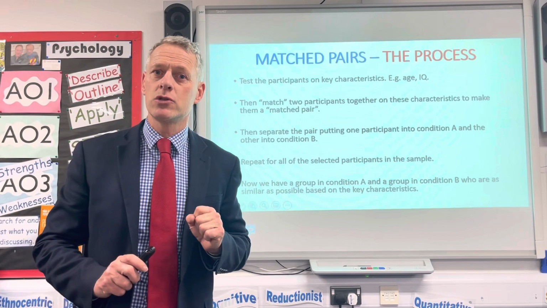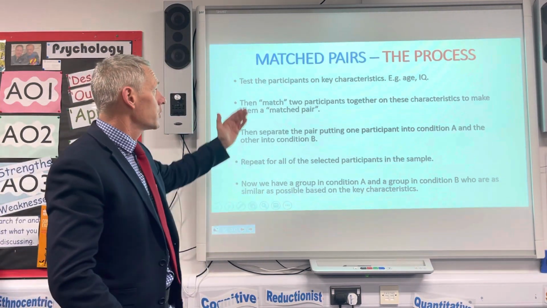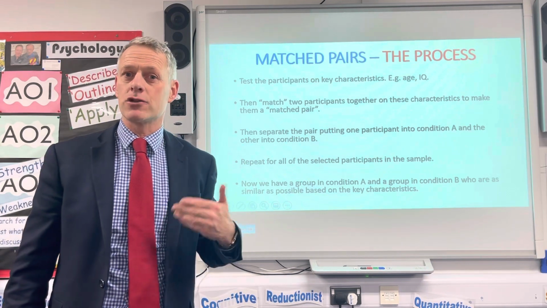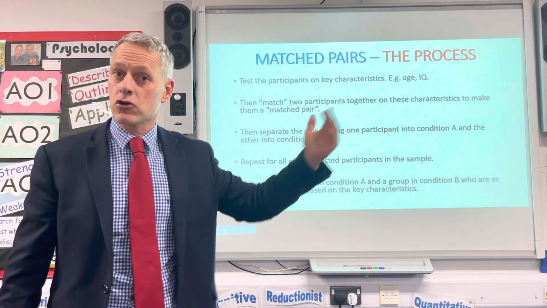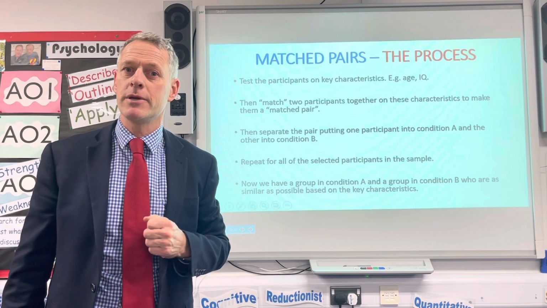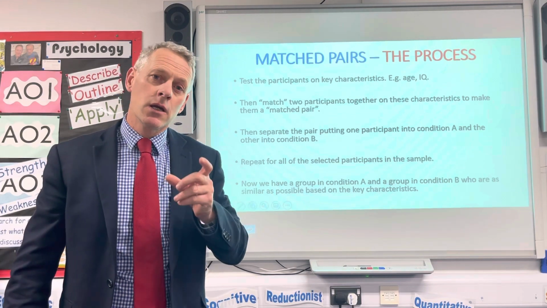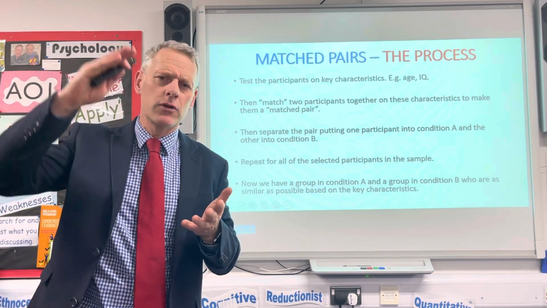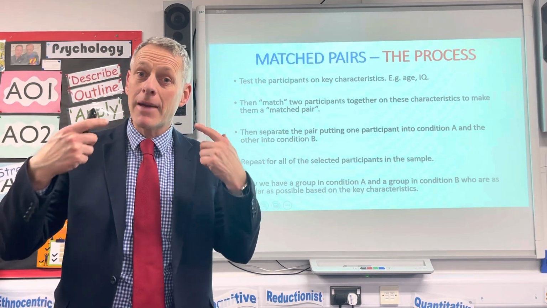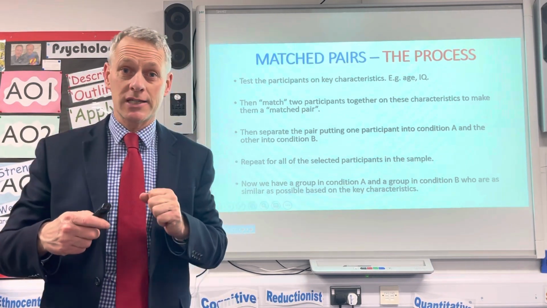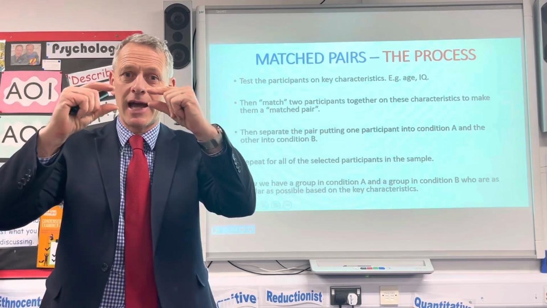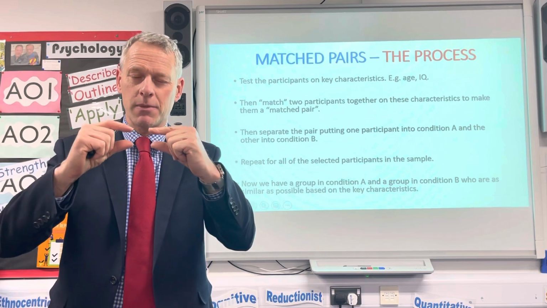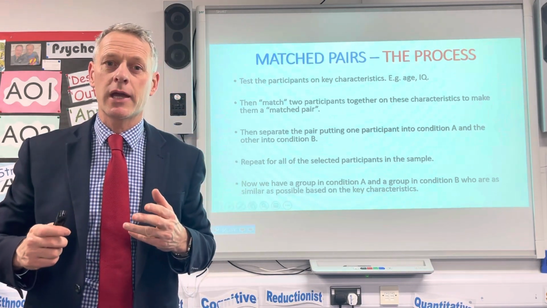So matched pairs would do this, okay? I would firstly test the participants on their IQ, on their intelligence, for example. I could add in another criteria like age, but let's keep it simple for the moment. So I've measured my sample for their intelligence. I can now, if you like, rank order them, and I match them. So the two most intelligent I put together as a pair. The next two most intelligent I match as a pair, and so on and so on, okay?